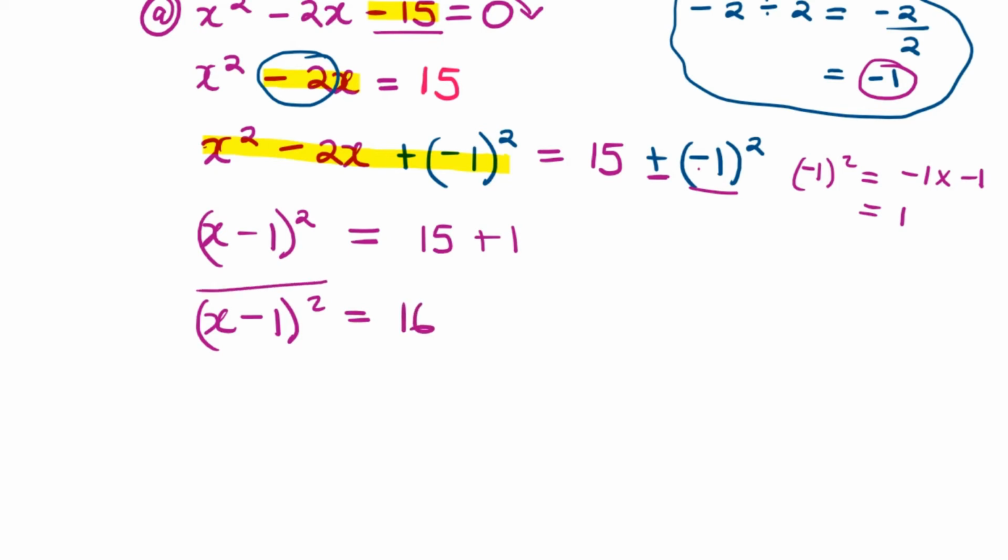From there we can take the square roots of both sides. Remember, the square root of a number is positive or negative. Then the square and the square root cancel out, so we have x minus 1 is equal to positive or negative. The square root of 16 is 4. We can proceed from there.